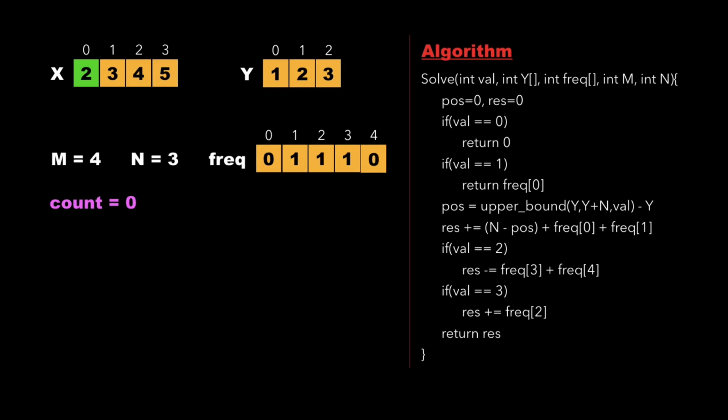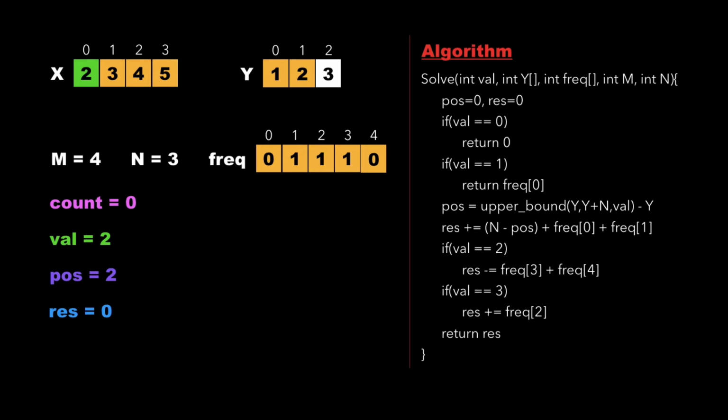So now we call the solve function with the value of val as 2, and then we declare two local variables, namely position and result, and initialize them to 0. Then we check whether the value of val is 0 or 1. Since it is neither 0 nor 1, we calculate the value of position by using the STL library function upper bound, which gives the index of the upper bound of that particular element. So we are finding the upper bound for the element 2. So we get the value of position, or pos, as 2.